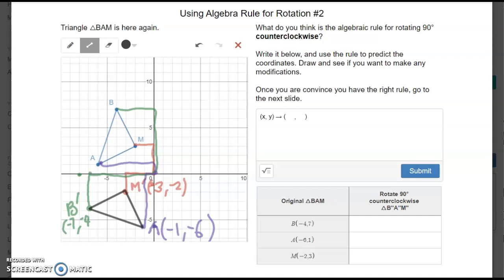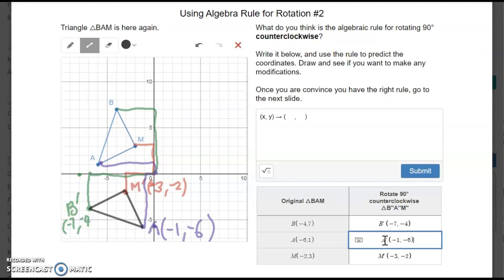If I was to write down the coordinates, B prime had the coordinate of -7, -4, and M prime had the coordinate of -3, -2, and A prime had the coordinate of -1, -6. So now look at the numbers.